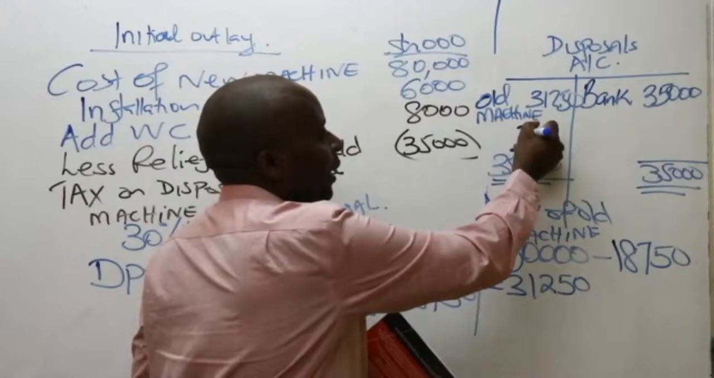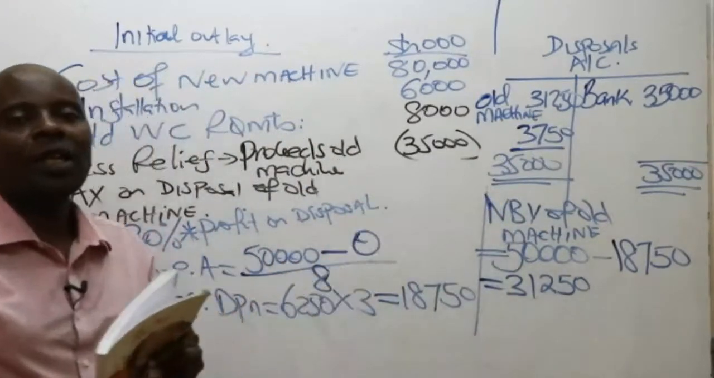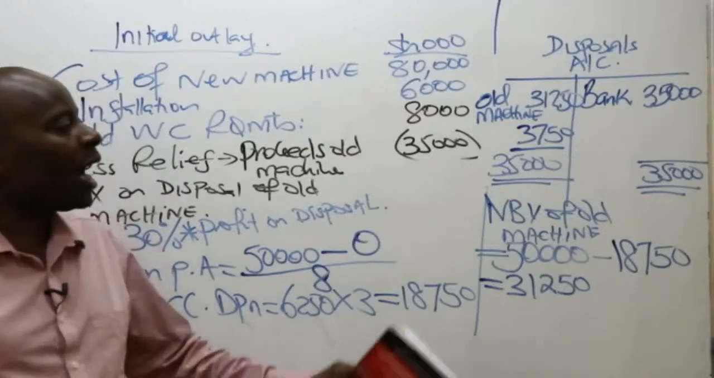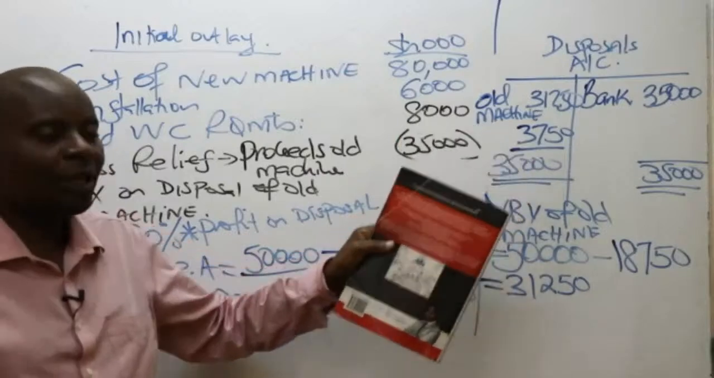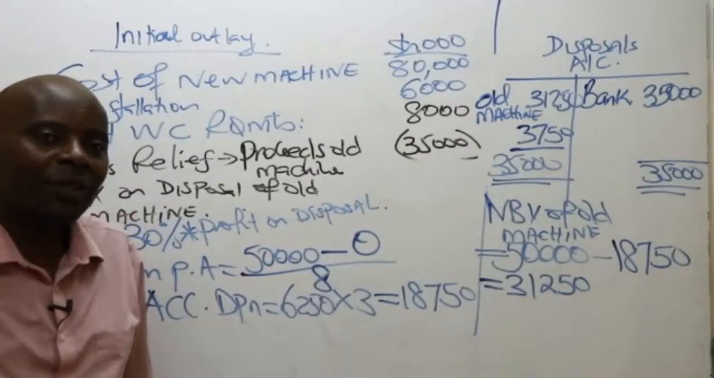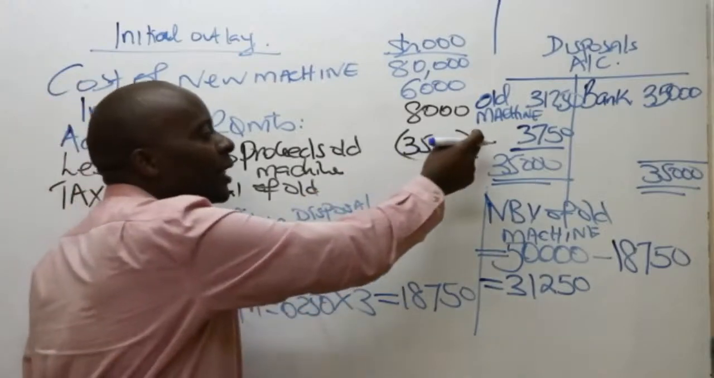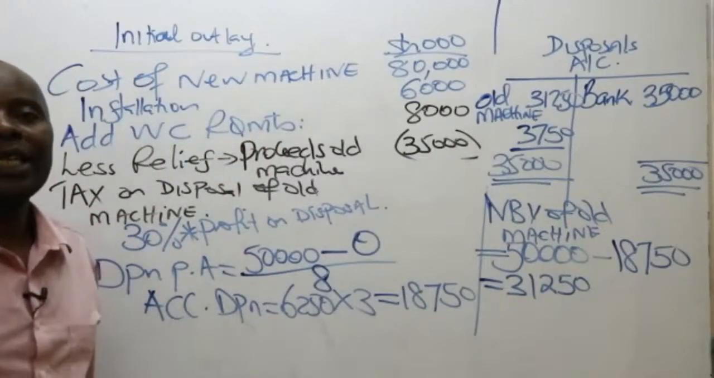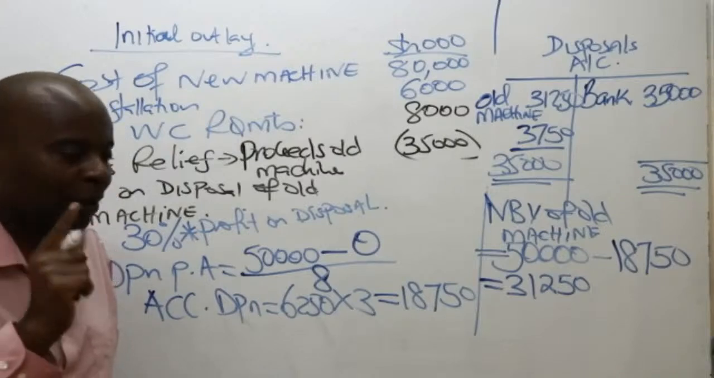3,750. Remember, the balancing figure is normally taken to the profit and loss account. So here I have debited the disposals account with this 3,750, so I'll be crediting my P&L. And any credit entry to the P&L is a profit element. So basically, this is a profit on disposal. 3,750 is a profit on disposing your machine.